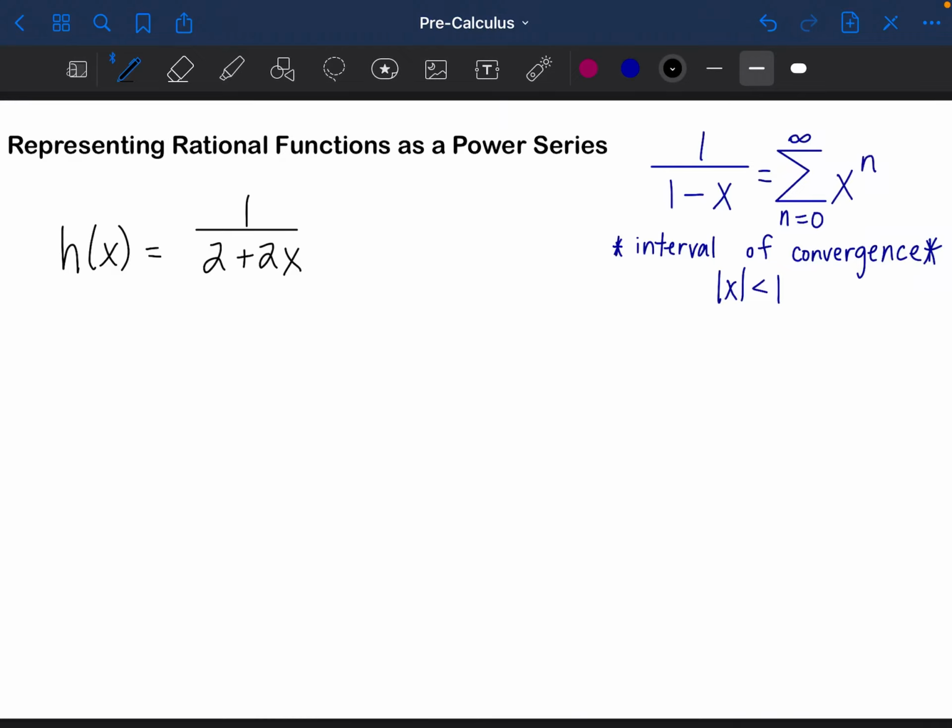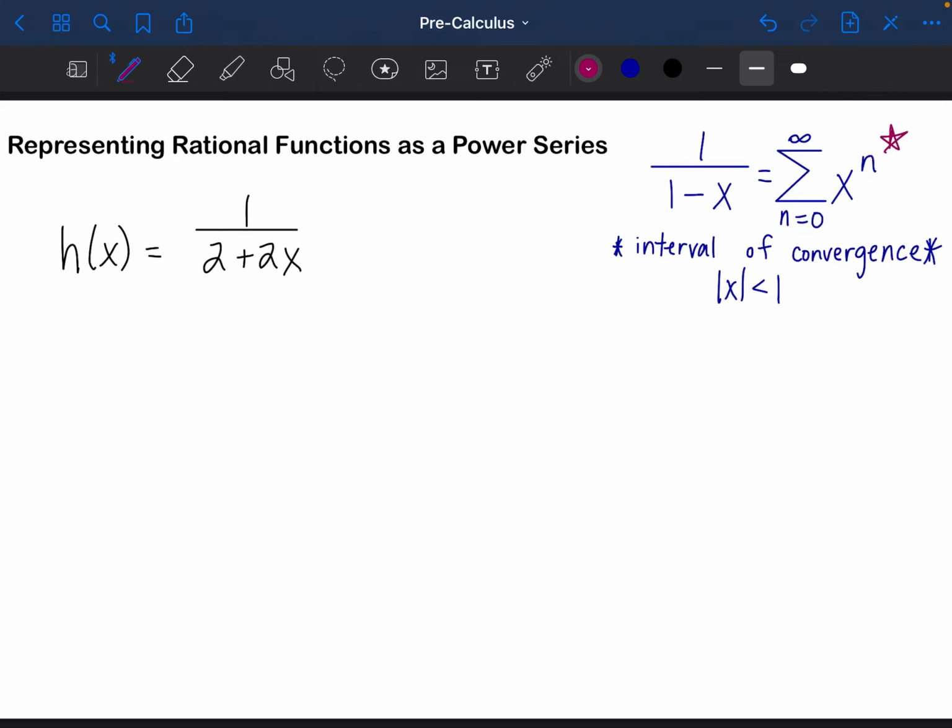Something really useful about power series is we can use them to represent rational functions. This is going to be super helpful once you get farther in calculus, because it is much easier to find the integral of a power series than it is to find the integral of a rational function. So let's figure out how we can take this h of x function and turn it into something that looks like this, where we have a series that has x to the n.